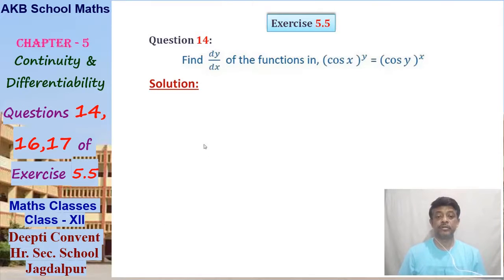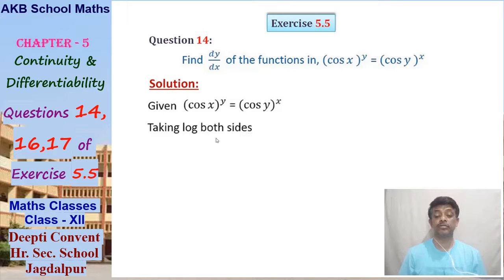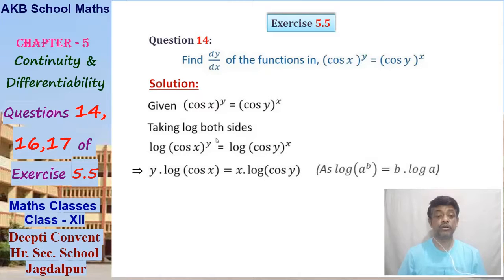Now we are given cos x power y equal to cos y power x, that is a power function, so we are taking logarithm. Here y is a function of x. Clear? So taking logarithm on both sides, log of this, log of this. Now as we know the formula log a to the power b means b log a, so y log cos x equals x log cos y.